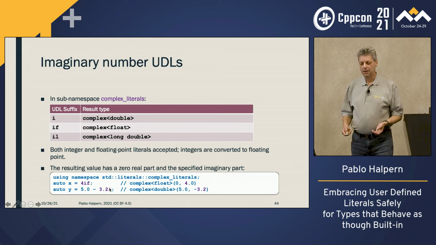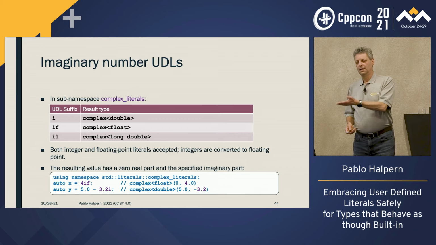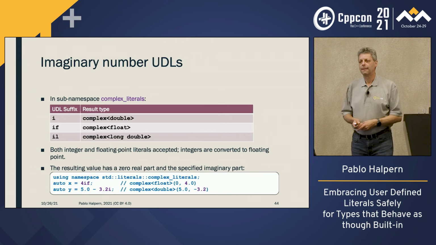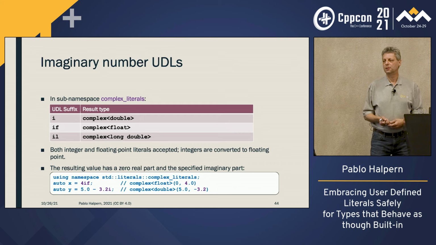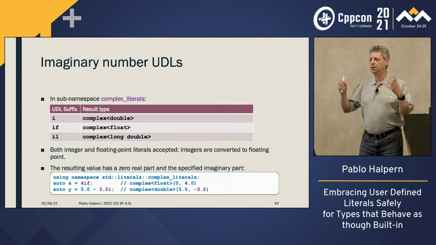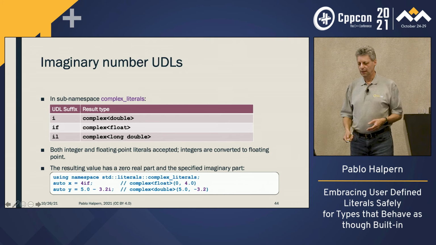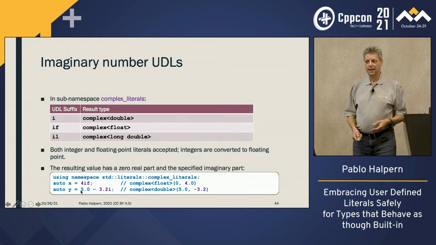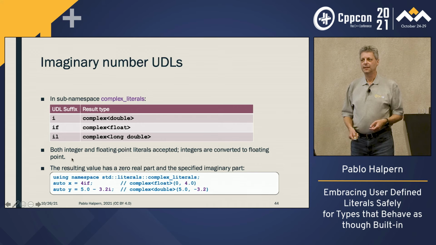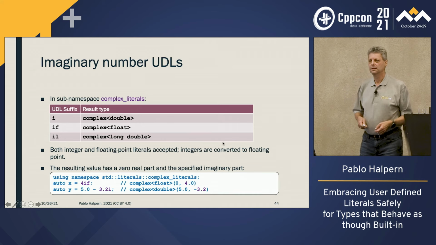But 5 minus 3.2i, again, looks like math, gives you a complex number with a real part 5 and an imaginary part of negative 3.2, and that's done as two steps. This is not a single literal. The only literals are the positive 3.2i and the positive 5.0, and then the rest is compile time arithmetic.